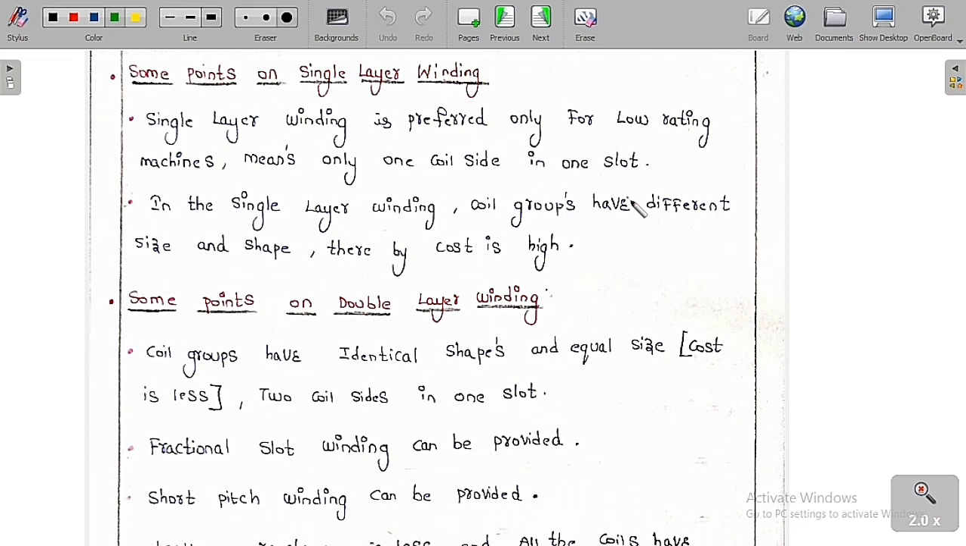In a single layer winding, coil groups have different size and shape, so the cost is very high. This is a very important point regarding the single layer winding. And I already told you, in a three-phase system, the 60-degree phase split you can get either by the single layer winding or the double layer winding. But the phase split of 120 you can get only through the double layer winding.